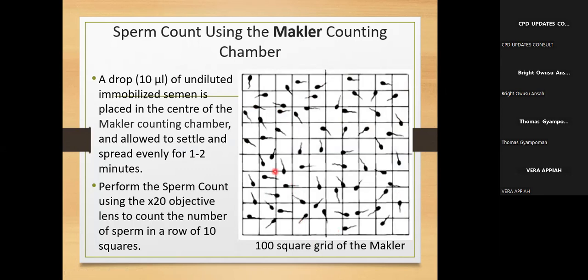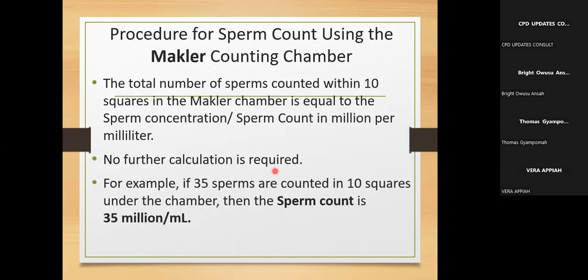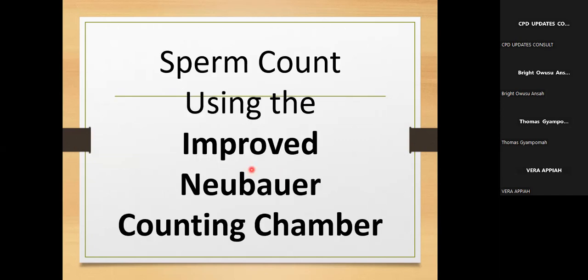So the total number of sperms counted within the 10 squares in the macro chamber is equal to the sperm concentration, and for that matter, the sperm count in million per mil. No further calculation is required. So for example, if 35 sperms are counted in 10 squares under the chamber, then the sperm count is 35 million per mil. All right. So that is the macro chamber.